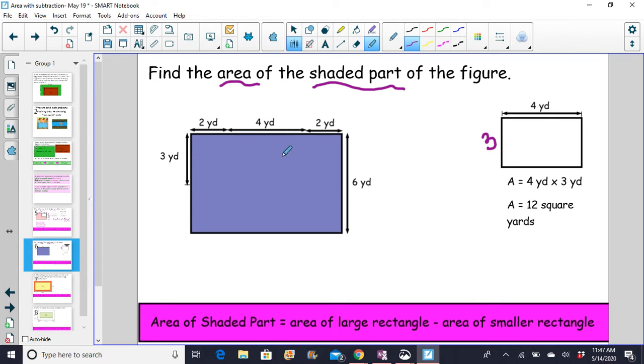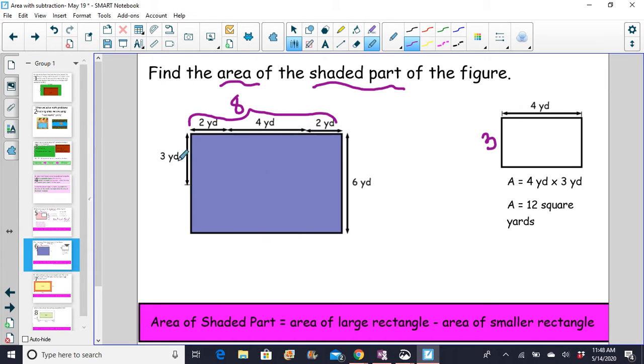Now, just like in the last example, you should notice that we have to do some combining of measurements. So if you look at the length, I need to have a length and a width. The long sides here, I actually need to combine these 3 parts, the 2 yards, the 4 yards, and the 2 yards to find the total length. So 2 plus 4 plus 2, 2 plus 4 is 6, plus another 2 is 8. So I have a length of 8 yards. So both of these long sides would be 8 yards.